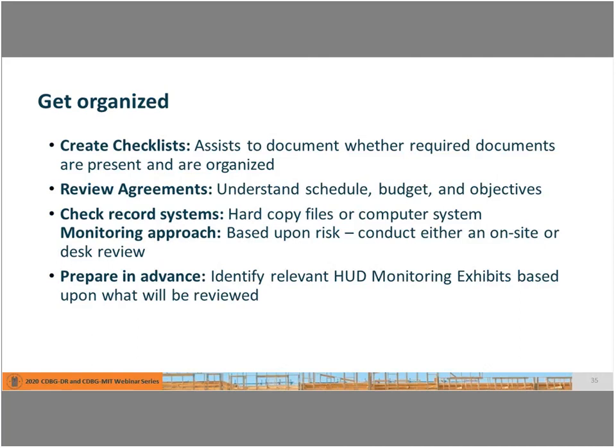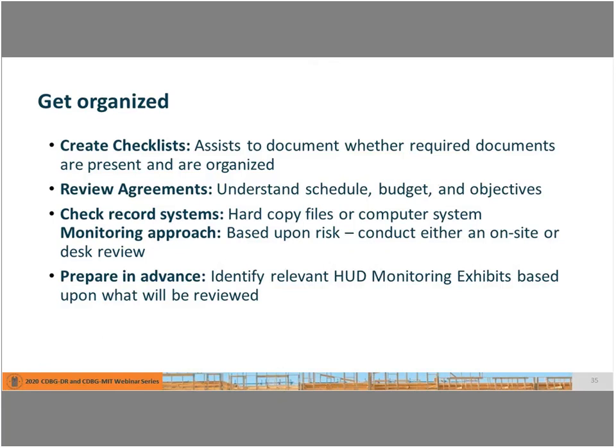Now, when we talk about getting organized, the main thing that's important is that you have your tools in place. Take the time to create your checklists. Make sure that you can document what is present, make sure that your checklist provides you the assistance in organizing your documents before you are undertaking your review. Review the agreements. You need to know what's in the agreement. Your agreement should be specific to the recipient of the funding as well as the activity, the project, and the program undertaken. It should have a schedule, it should have a budget, and it should have clear milestones and objectives. You want to check the system's records, both hard copy files and the computer systems.